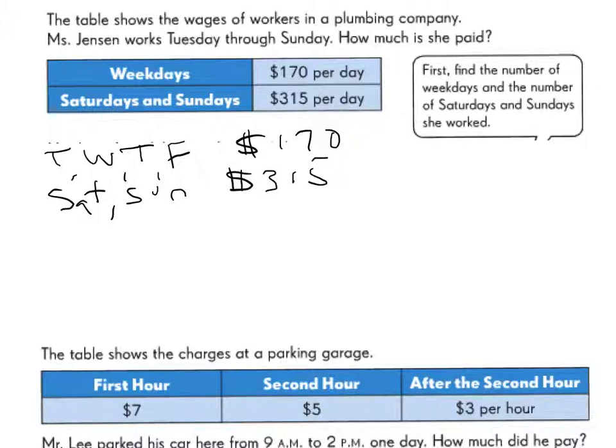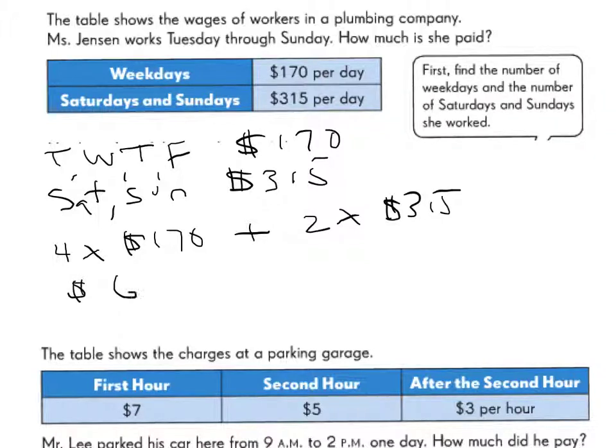So to calculate the total amount of money she makes, we would have to calculate 4 weekdays at $170 and 2 weekend days at $315. This will be a total of $680, and this is a total of $630. So the grand total is that she makes $1,310. This would be a sufficient amount of work to show. And so I'd like you to take notes on this and go ahead and try the next problem.